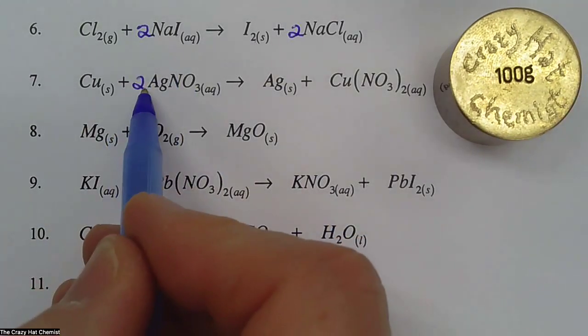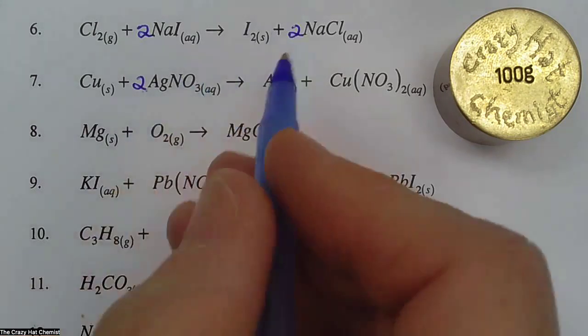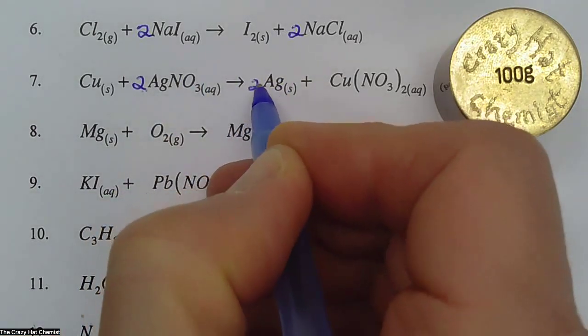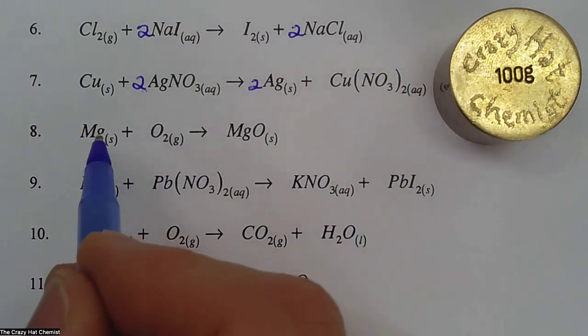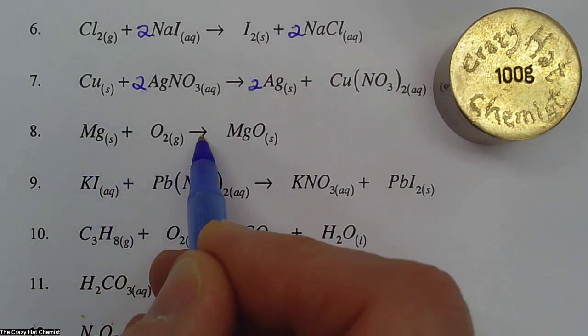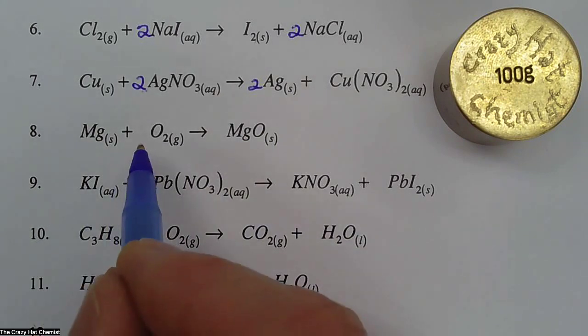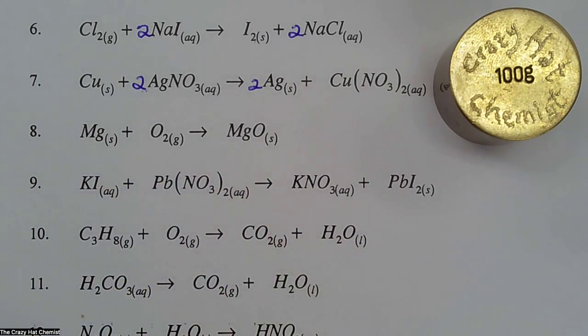So what we need to do is there's 2 silvers on the reactant side, and now we're going to put a 2 coefficient on this silver to have 2 silvers on the product side. Bingo, perfect. Let's move on to number 8. We have magnesium solid plus oxygen yields magnesium oxide. This is a combination or a synthesis reaction.